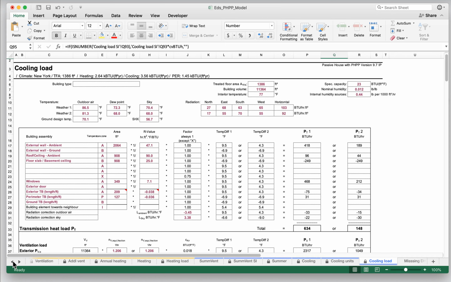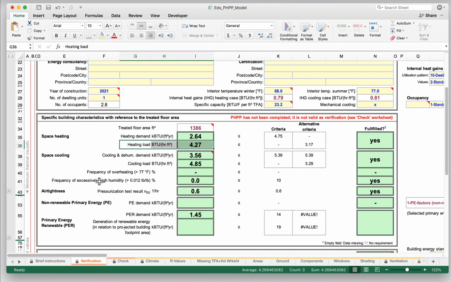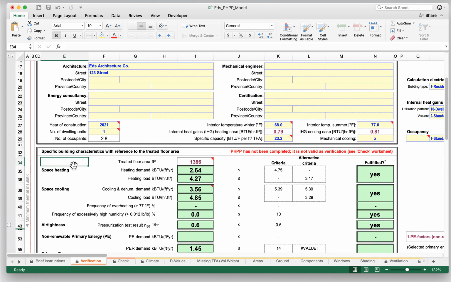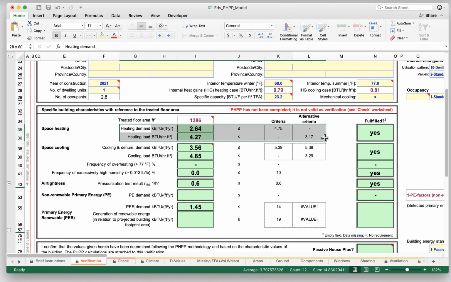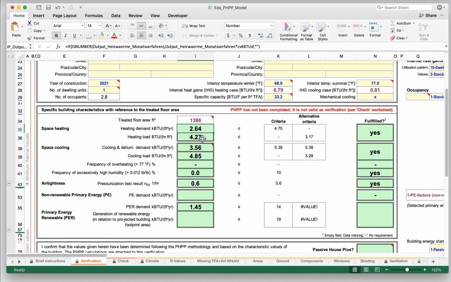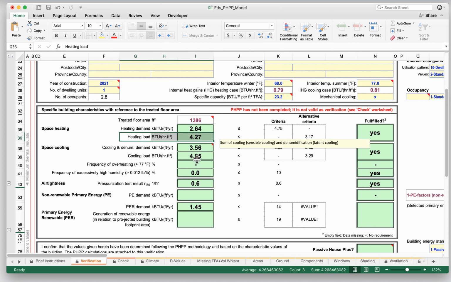So let me go back to our verification worksheet. Does that mean that we're done? Does that mean that we've got everything modeled in our building and we are now a certifiable passive house building? We are meeting the heating energy demand limits. We're not meeting the peak cooling load, but that's okay. We don't have to. We can choose either of these 2 for certification. So we can just ignore this one, we can kind of turn that one off.